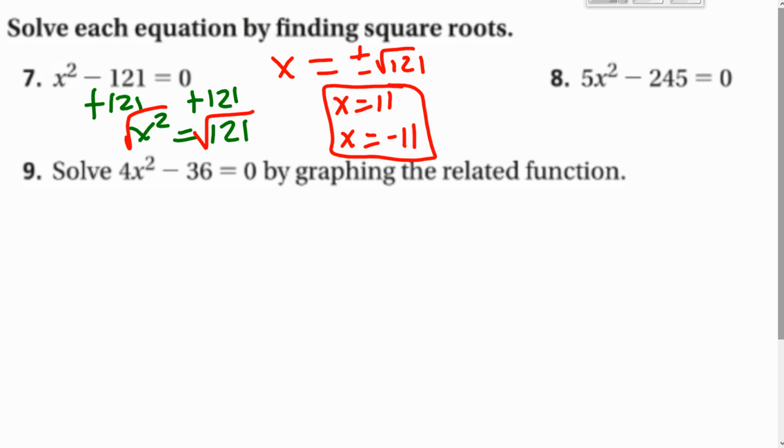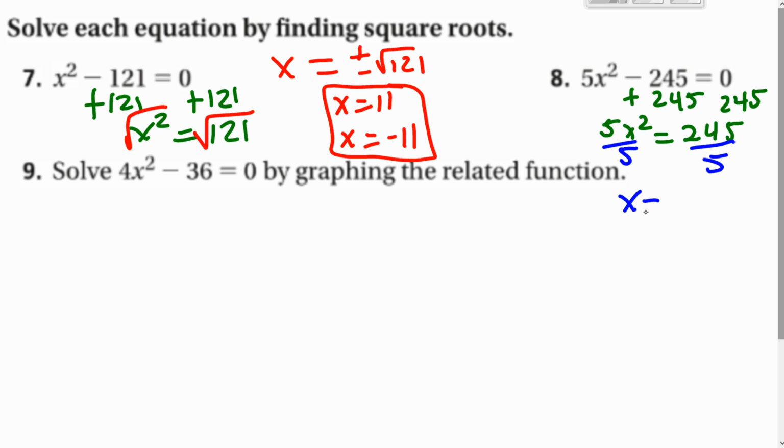Here it's a little more complicated. First you've got to add that c to this side. So you get 245. So x squared is not quite by itself. So you've got to get rid of the multiplying by 5 by dividing both sides by 5. So you get x squared is equal to 49. Now you can square root both sides and you get x is equal to 7 and x is equal to negative 7.